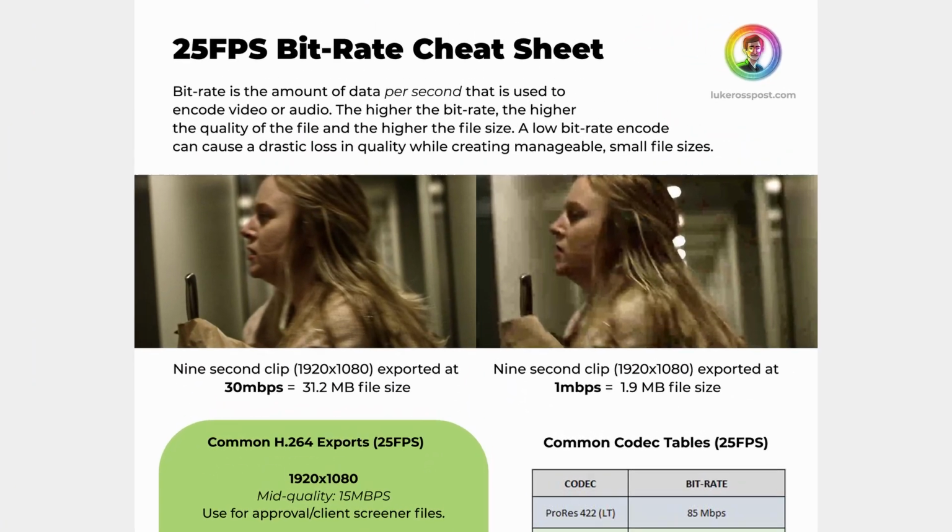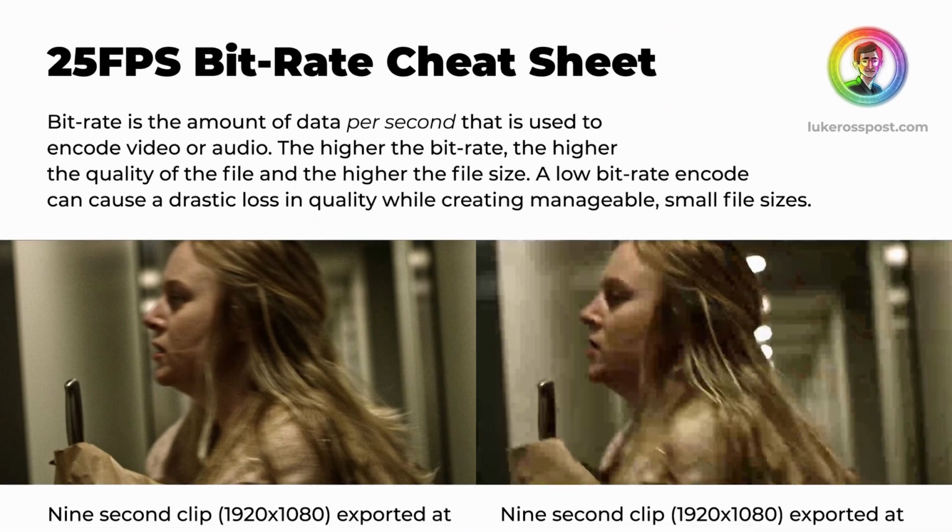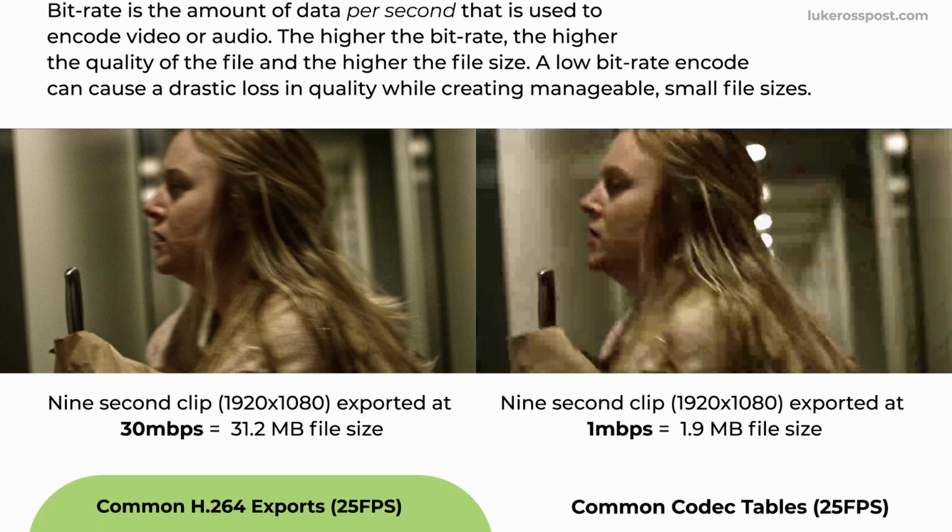To start off, we have a description of what bitrate is. Below the descriptor, we have two images. This shows what happens when you change the bitrate too low. So on the left, you have a good quality image. And on the right-hand side, you have an image that's been exported at a low bitrate. And you can see some pretty major compression and banding within that second image.